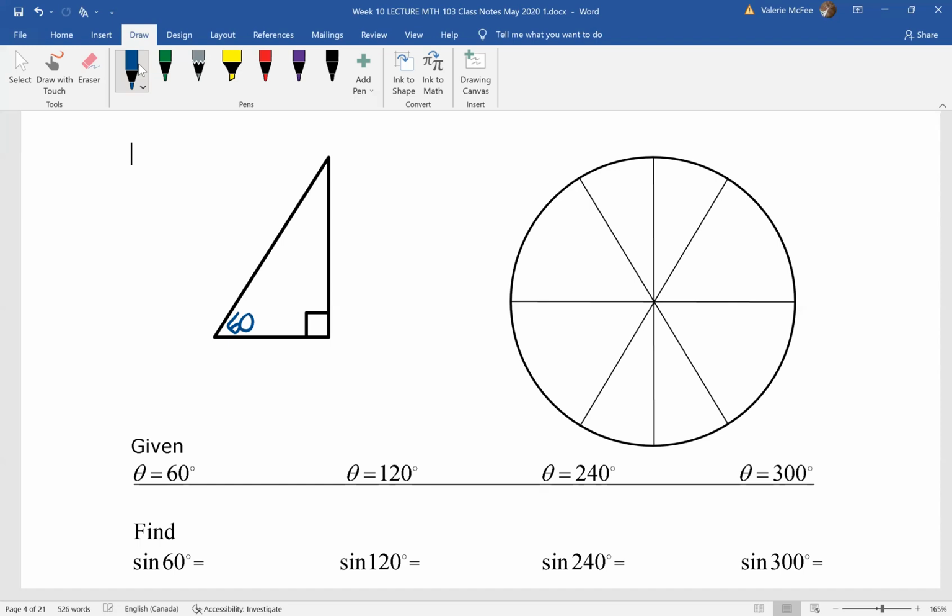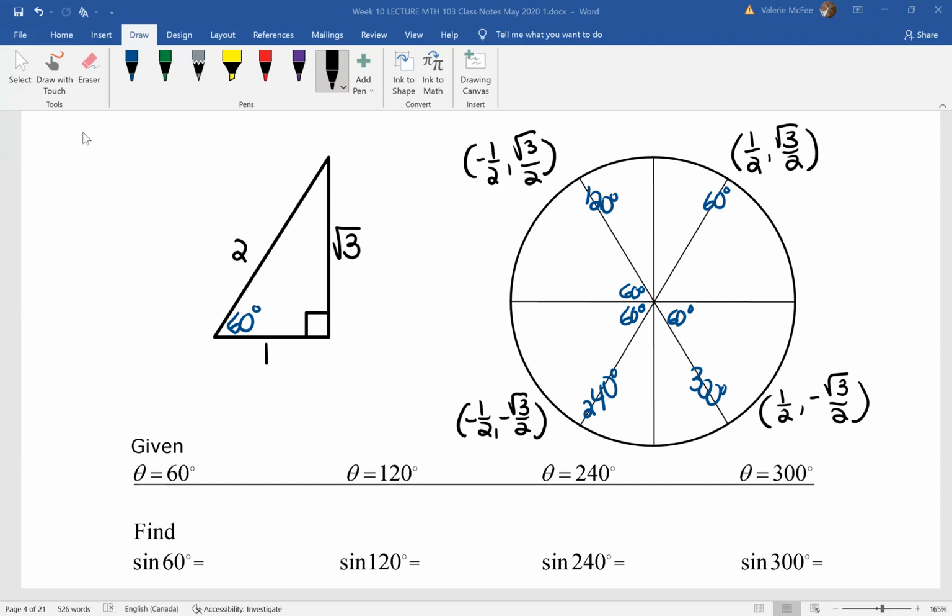So I want you to take a moment and fill in the sides of this triangle, or fill in the points on the unit circle at 60 degrees. Remember, if our reference angle here is 60, 60 degrees less, 120 degrees here, 60 degrees more, 240 degrees, and 60 degrees less, 300 degrees. Fill in the sides of the triangle, fill in the points on the unit circle.